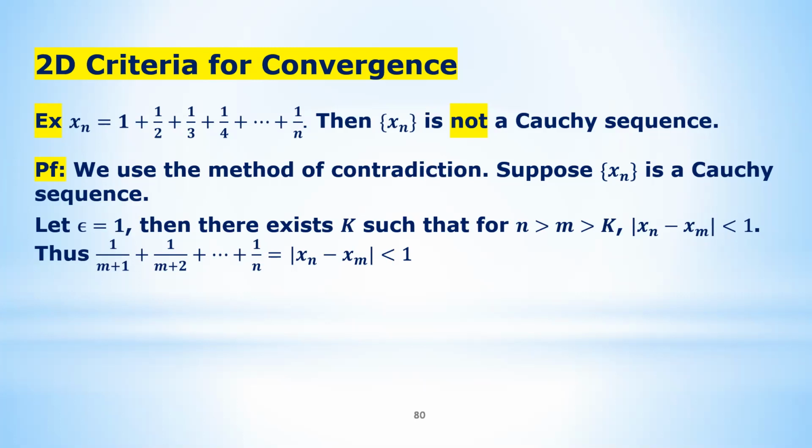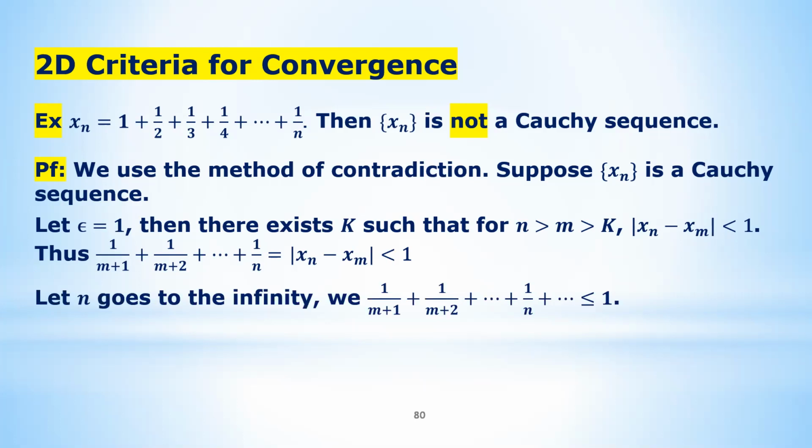Now from here, we're going to try to get a contradiction. The key is letting n go to infinity. If you let n go to infinity, you see this partial sum starting from 1 over n plus 1 is less than 1. So letting n go to infinity, you can see that the whole series, starting from 1 over n plus 1, with an infinite number of terms, is less than or equal to 1. That's a natural consequence of this inequality.